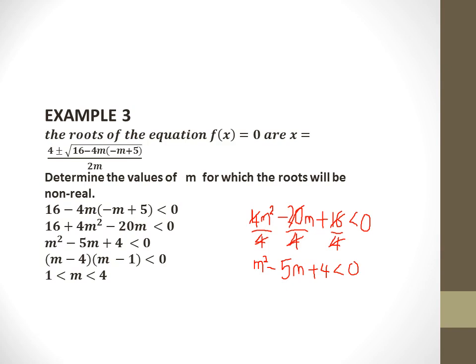So here we need to find two numbers that when we multiply, we will have positive 4. And when we add, we must have negative 5. So the two numbers are negative 4 and negative 1. Negative 4 times negative 1 will give us positive 4, and negative 4 minus 1 will give us minus 5. So hence the final answer is m is greater than 1 or m is less than 4.